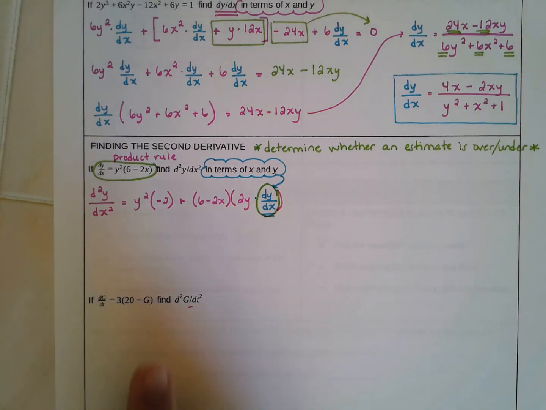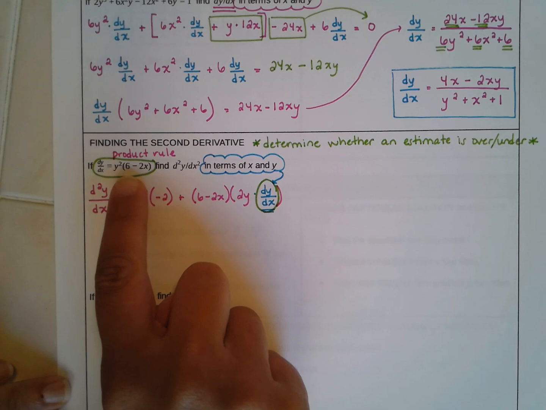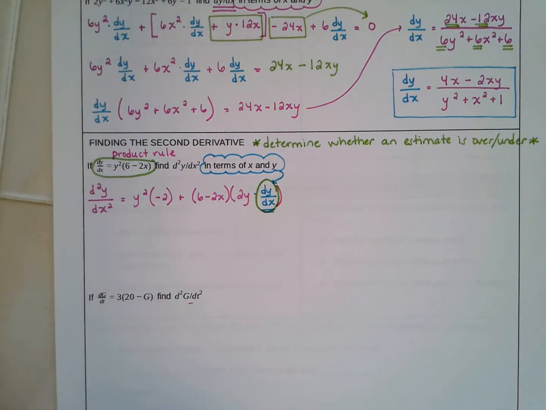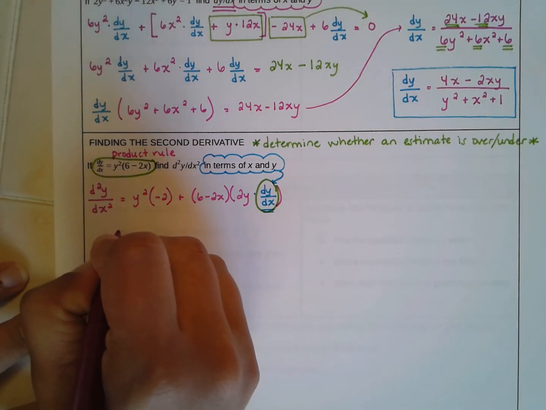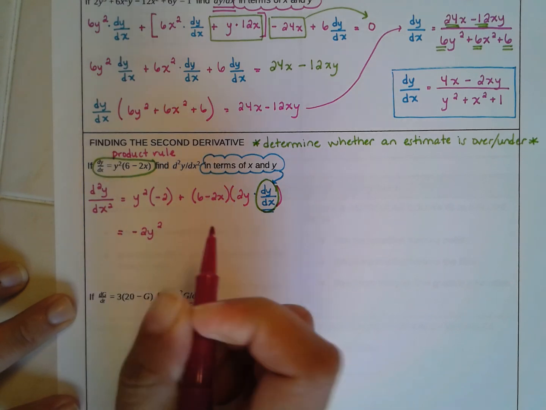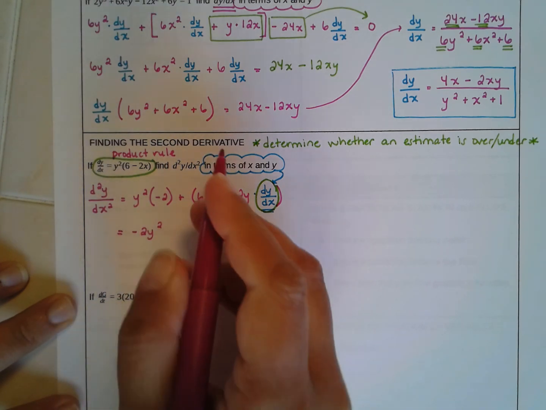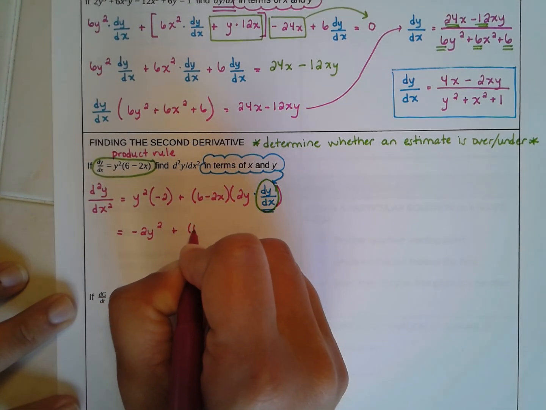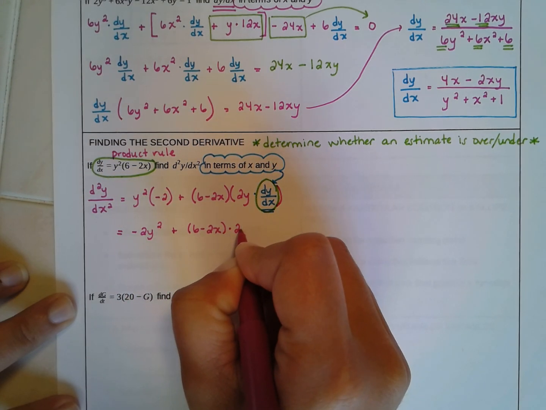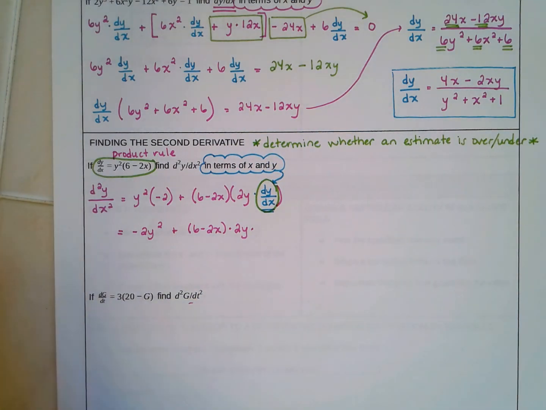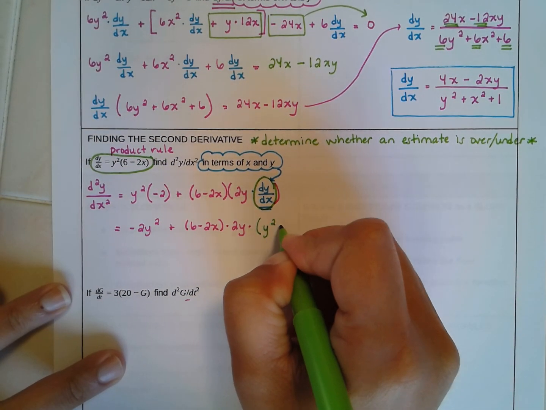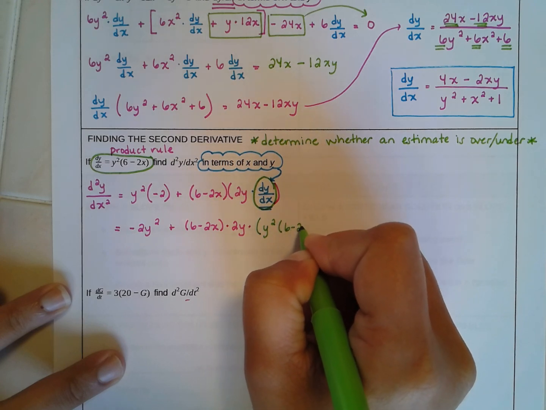So what I'm going to do is take this equation, y squared parentheses 6 minus 2x, and replace dy over dx with that equation. So here's what that's going to look like. I'm going to have negative 2y squared. I'm just simplifying this term, plus parentheses 6 minus 2x times 2y times, and now I'm replacing the equation with y squared parentheses 6 minus 2x.